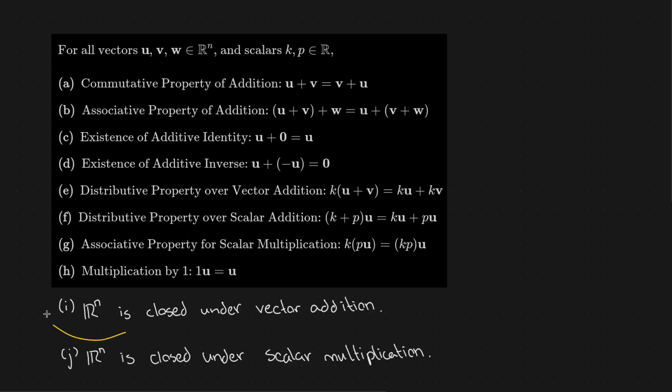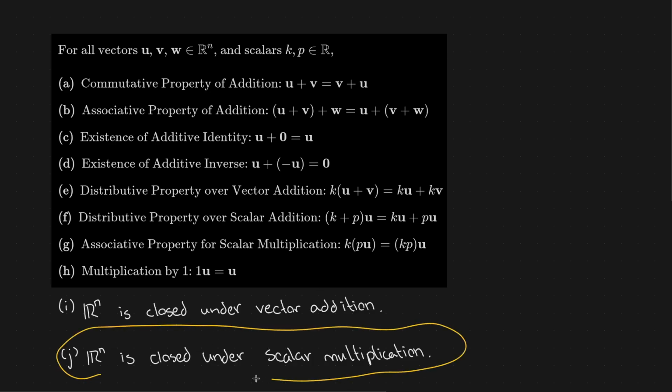So we just talked about these two properties. To be closed under vector addition means if I take any two n-dimensional vectors and I add them together, the result will still be an n-dimensional vector with real numbers. It will still be in this set, right? It's almost so obvious that we don't even think about it.